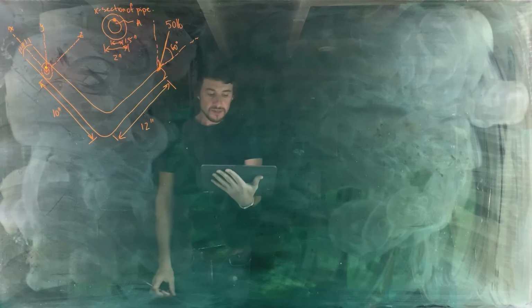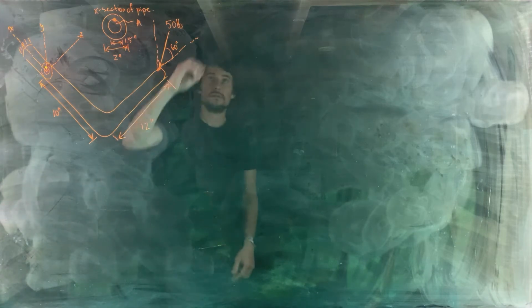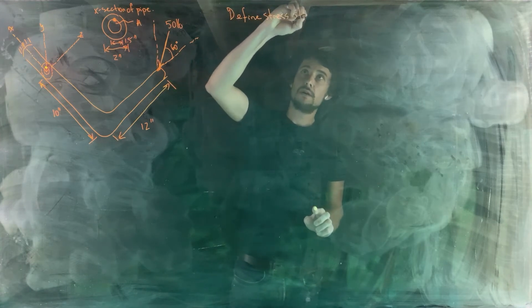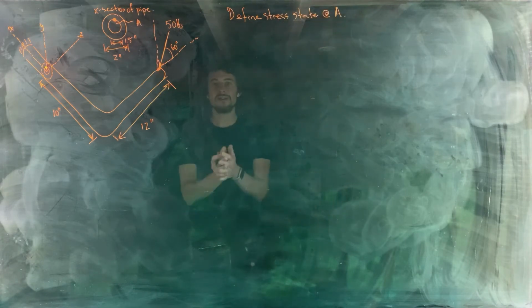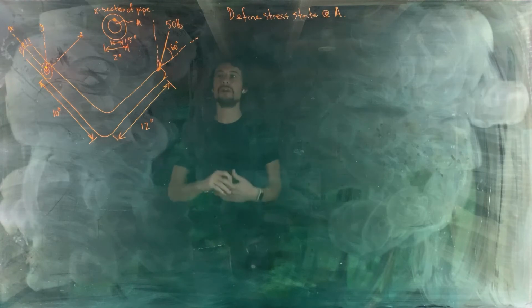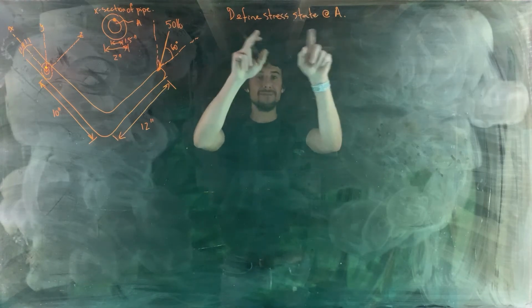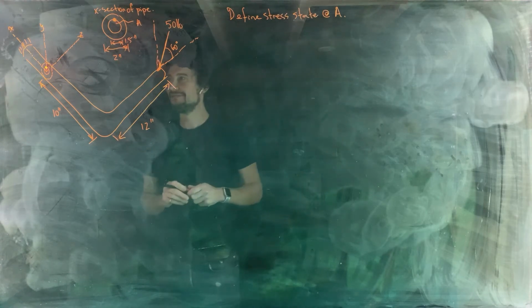Okay. So the problem statement is much like before. It says define the stress state for a volumetric element at location A. Okay. So define stress state at point A. It's funny, as the problems become longer, the problem statements become very short.